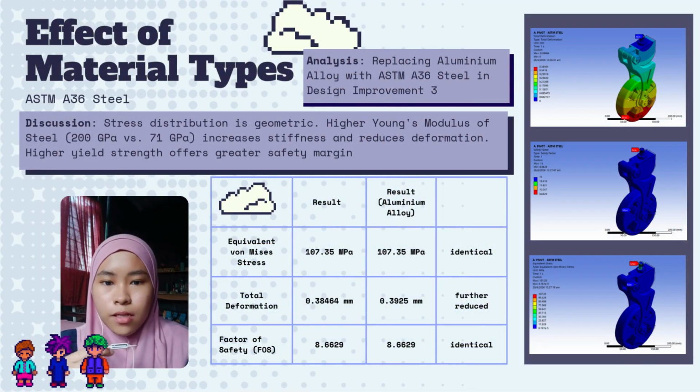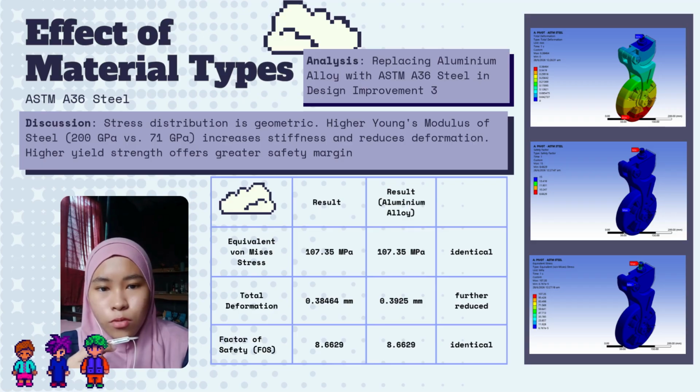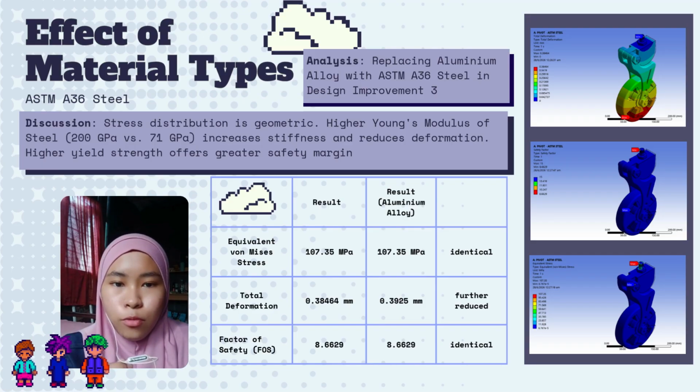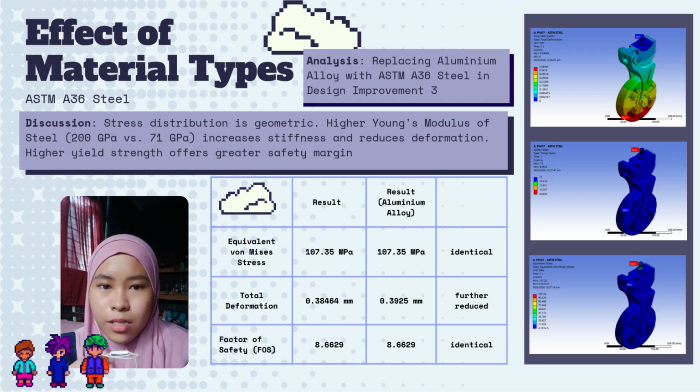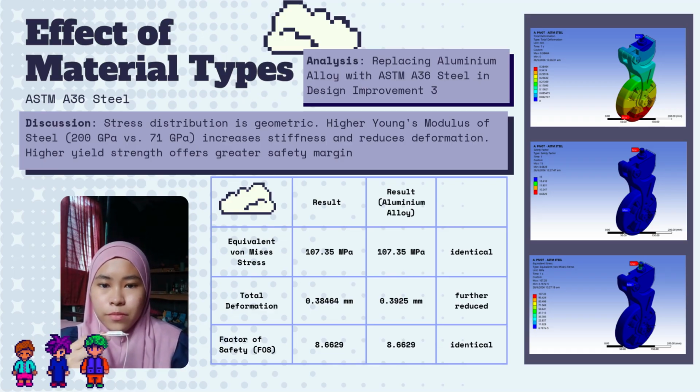Next, we investigate the effect of changing material type. We took our optimized design improvement 3 and replaced the aluminium alloy with ASTM A36 steel. Our results show that the maximum von Mises stress remained the same at 107.35 MPa. This is important because for linearly elastic materials, stress distribution is primarily determined by the geometry and how the load is applied, not the material itself.